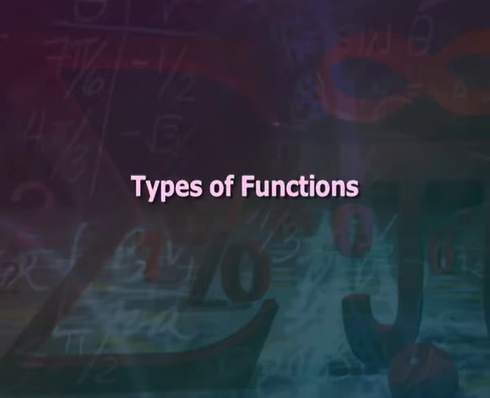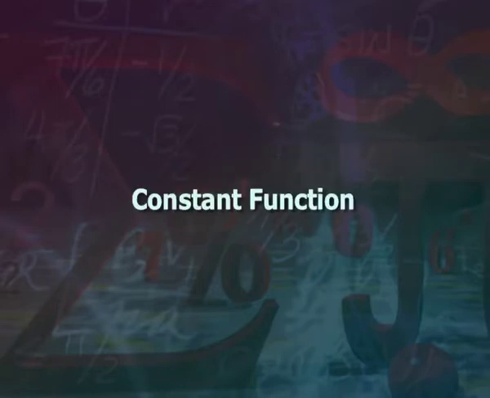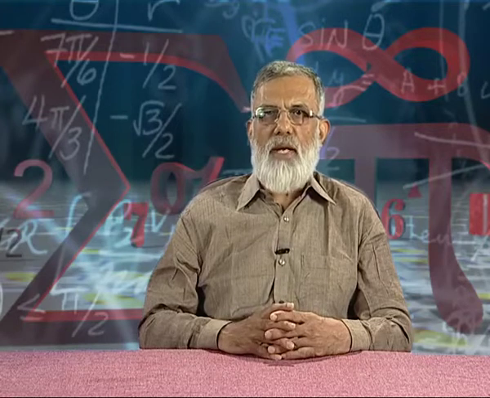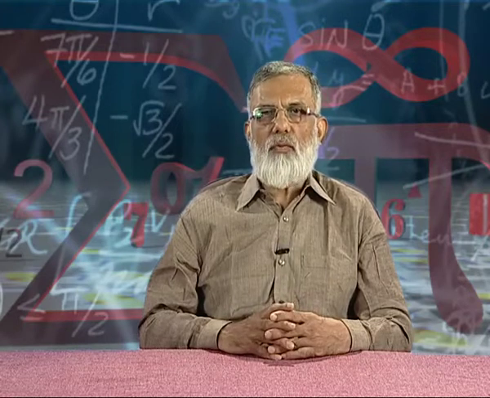Types of functions. Constant function. Functions of the type y equal to f(x) equal to 10 are called constant functions. They do not change their values. Whatever may be x, y equal to f(x) is constantly equal to 10 here. The graph of such a function is a horizontal line.